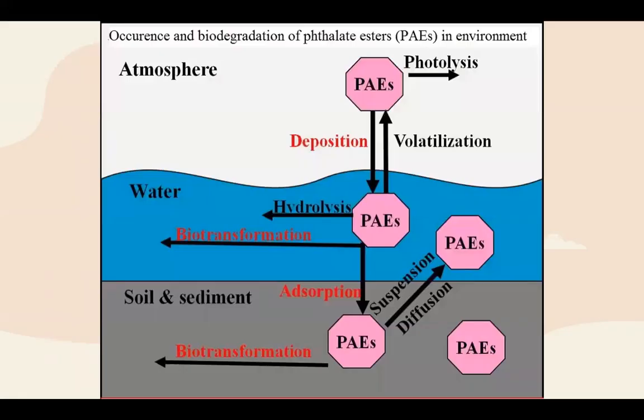All right, so here's a diagram showing the basic process, how these PEs end up in the environment. They can enter waterways through ground leaching, wastewater discharge, deposition, and volatilization. Eventually, they end up going into the water where they can go through hydrolysis and biotransformation. Although they're non-biodegradable, they can turn into other toxic substances that can be absorbed into the tissue of living organisms.